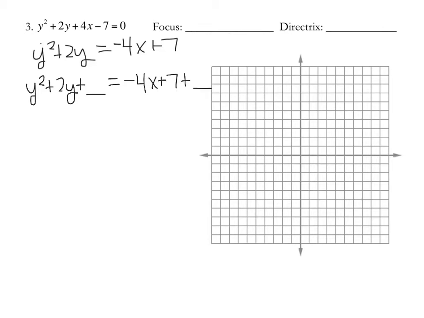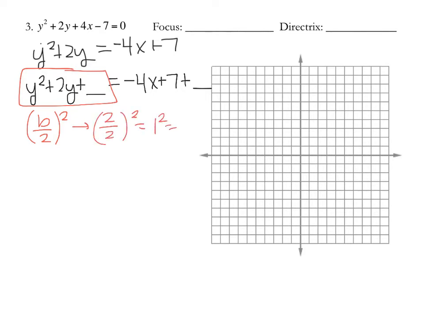And now this goes back to something we did a long time ago, first semester. I'll write out the formula for you: b divided by 2, squared, is how you complete the square. So the only place we need to complete it for this problem is on the right hand side, because that's the only one that has a square. So that's going to be 2 divided by 2 squared, which is 1 squared, which is 1. That goes in the blank, and it goes in the blank on the other side.